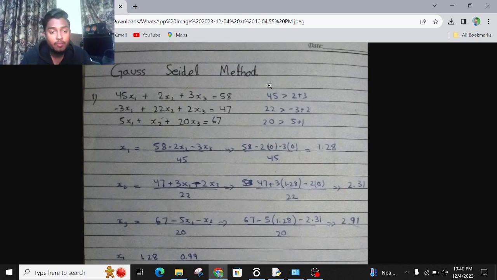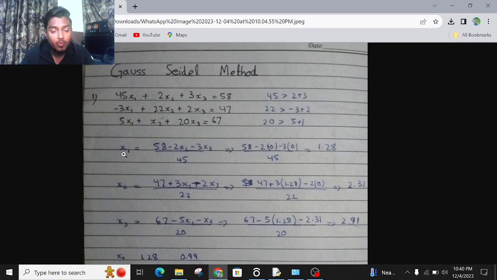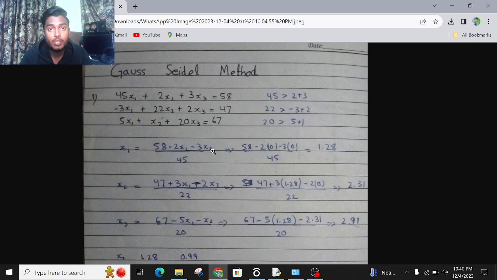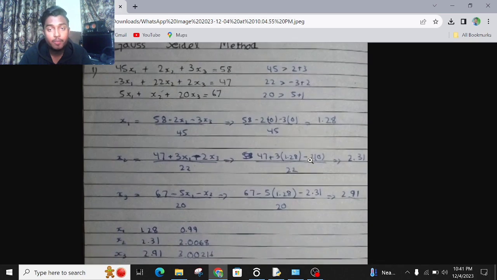So we have verified that these three equations are suitable for the Gauss Seidel method. First of all, we consider x1 equals (58 minus 2x2 minus 3x3) upon 45. Actually, it is the same equation. We have converted equation 1 by taking x1 on the left hand side and moving the other values to the other side. As you know, we put x2 and x3 equal to 0 for the first iteration. We put in the 0 and we get the value 1.28, which is the first value of x1.